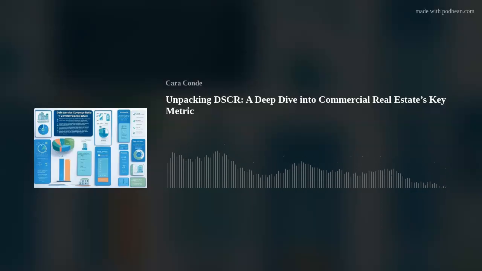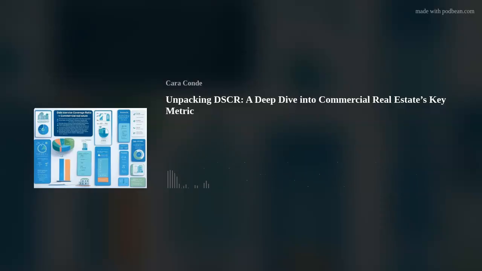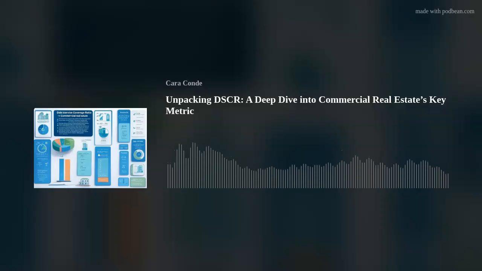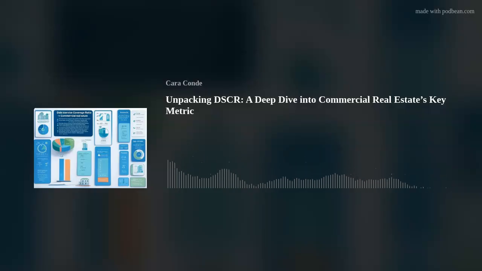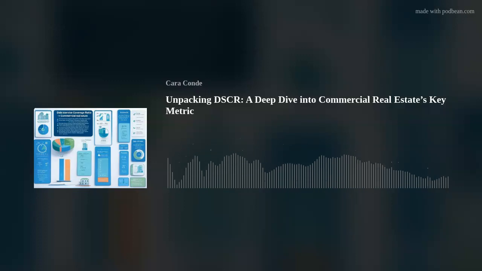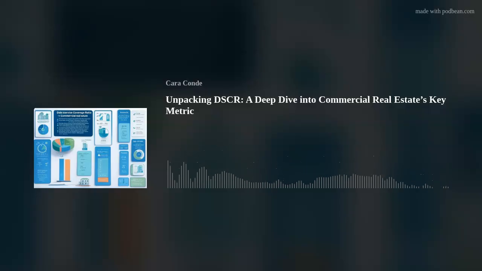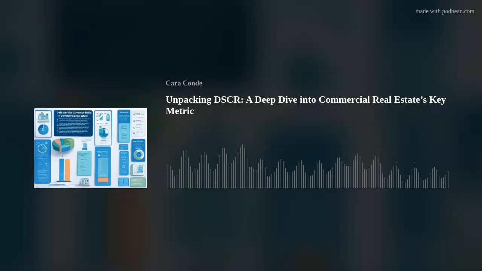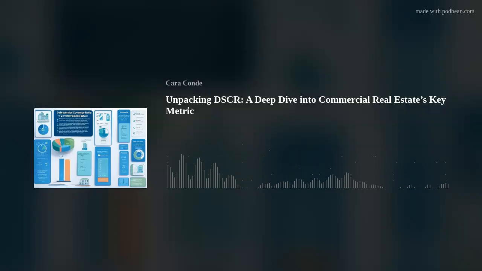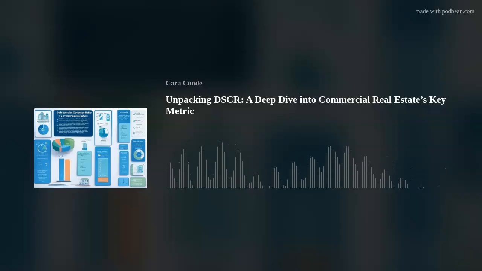Exactly. And Cara Conde also talks about looking at DSCR with a what-if lens, especially in a market like Indianapolis. What kind of scenarios does she have in mind there? Well, she specifically mentions thinking about, what if rental income goes down? Or what if some tenants default on their leases in Indianapolis? By doing these kinds of stress tests on the DSCR under tougher conditions, investors and lenders can get a more realistic picture of the property's resilience. Can it weather a storm? So it's like a worst-case scenario analysis.